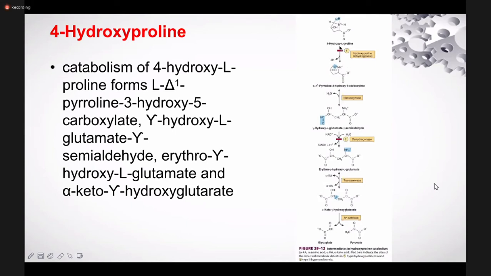The catabolism of hydroxyproline forms pyrroline hydroxycarboxylate. Then hydroxyglutamate semialdehyde, erythrohydroxyglutamate, and alpha-ketohydroxyglutarate, which eventually becomes glyoxylate and pyruvate. Here, you also have to take note of the blocks, 1 and 2, which are the important enzymes involved.